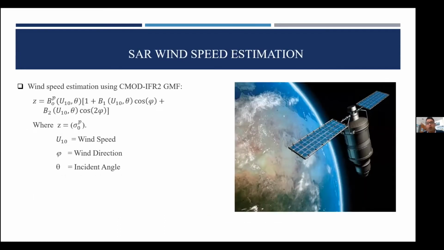So, how can we estimate the wind? For the wind field, we are using the CMOD family, the CMOD-IFR2 geophysical model function. This shows a simple non-linear relationship between the normalized radar cross section and the wind speed and wind direction. Using this relation, we can estimate the wind field, but we need external information on wind direction from some external source. We can get this information about the wind direction from a scatterometer or some other models like ECMWF.